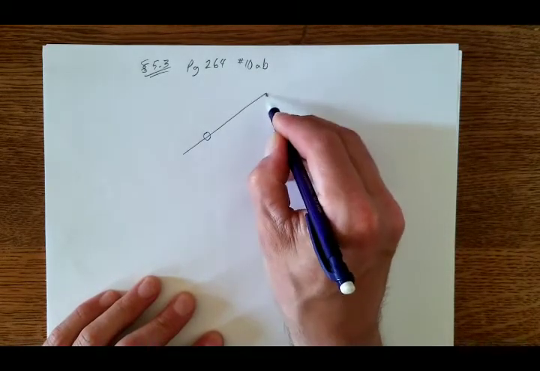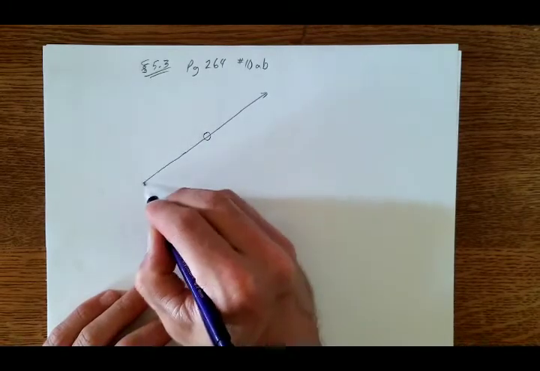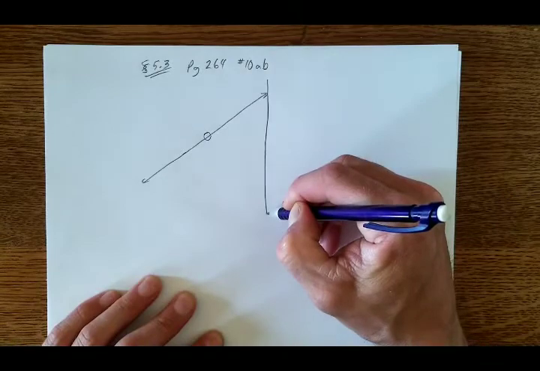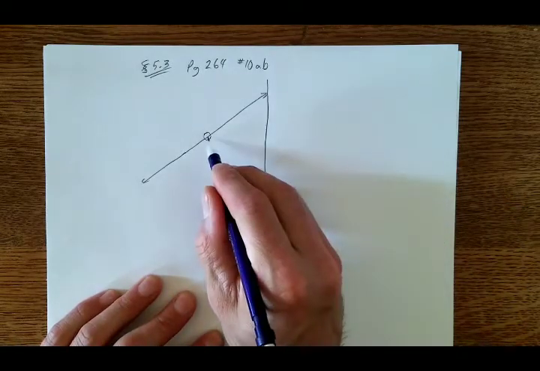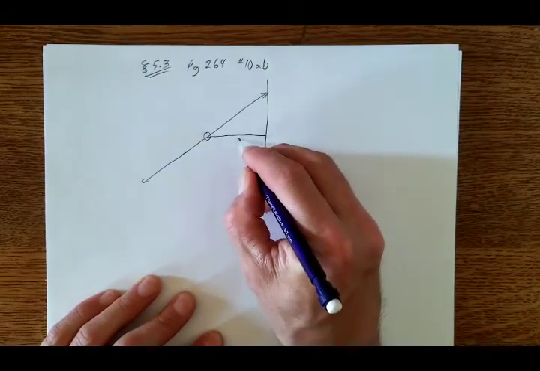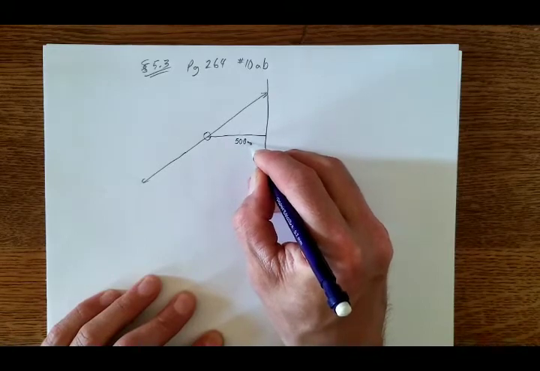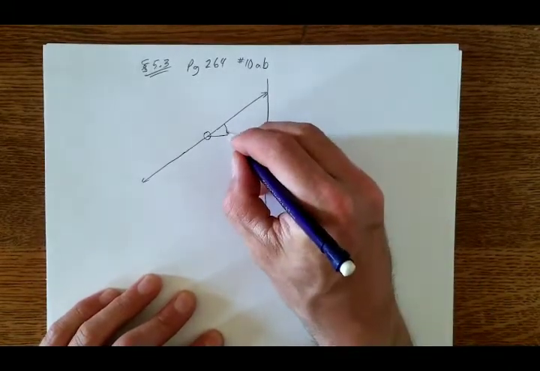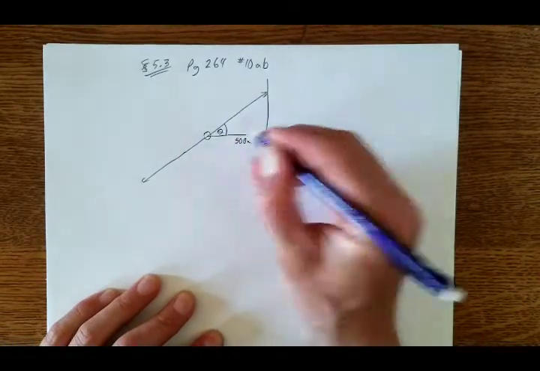It's shining it in two directions, this way and this way. And then there's a shoreline here. And the lighthouse is 500 meters from the shore. This angle here we can consider theta.